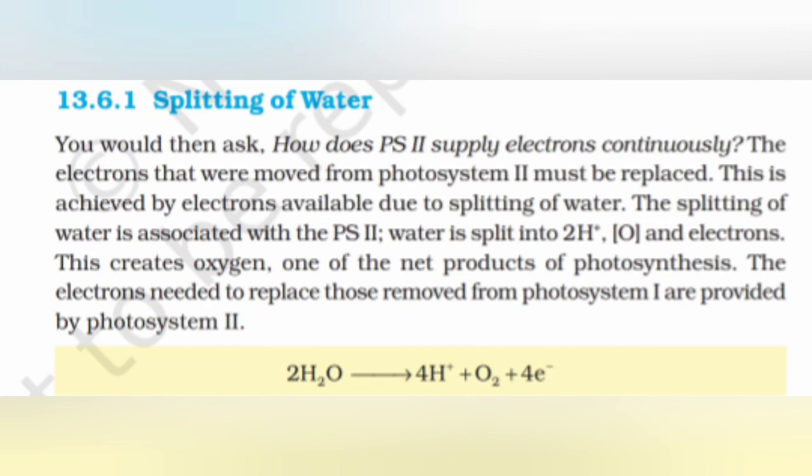Water is split into two protons, nascent oxygen and electrons. This creates oxygen, one of the net product of photosynthesis. The electrons needed to replace those removed from photosystem 1 are provided by photosystem 2. Here is the reaction representing splitting of water. Twice of the water molecules gives 4 protons plus oxygen is evolved and 4 electrons which are taken up by photosystem 2.